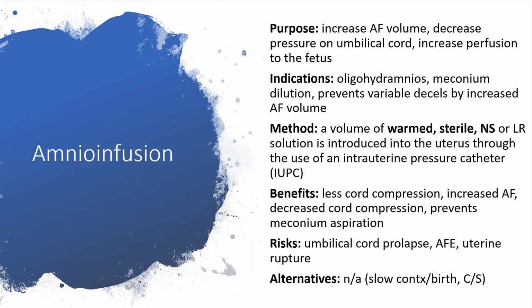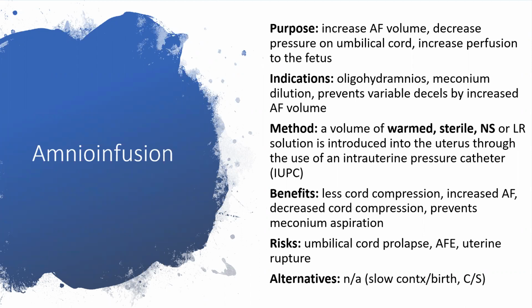Amnio infusion. The purpose of this would be to increase the amniotic fluid volume. So maybe they have oligohydramnios, and you want to make sure they're getting some more amniotic fluid to decrease the pressure on the umbilical cord and increase perfusion to the fetus. Indications of this would be oligohydramnios and meconium. They have the presence of meconium, and we want to add more amniotic fluid to dilute it. Maybe they have variable decels, helped by increased amniotic fluid volume.